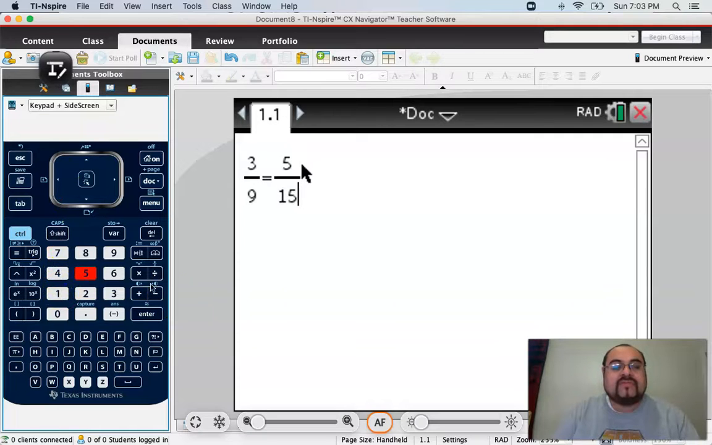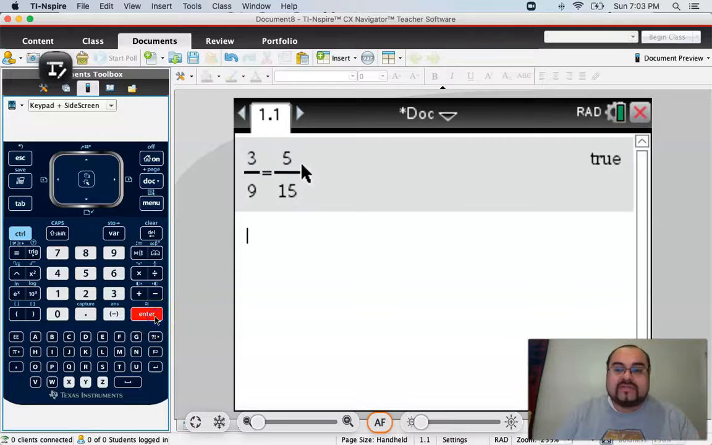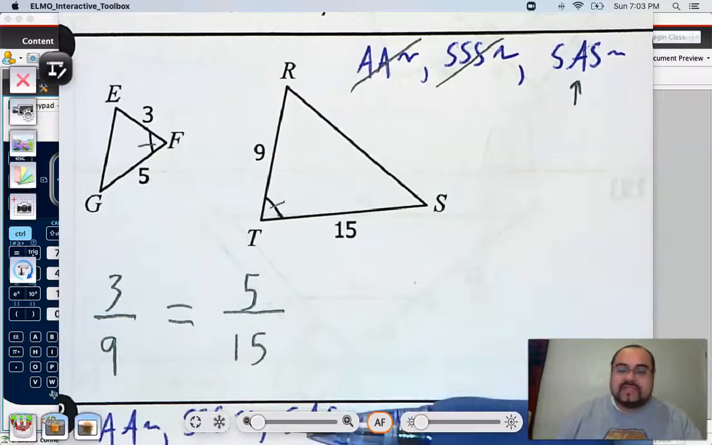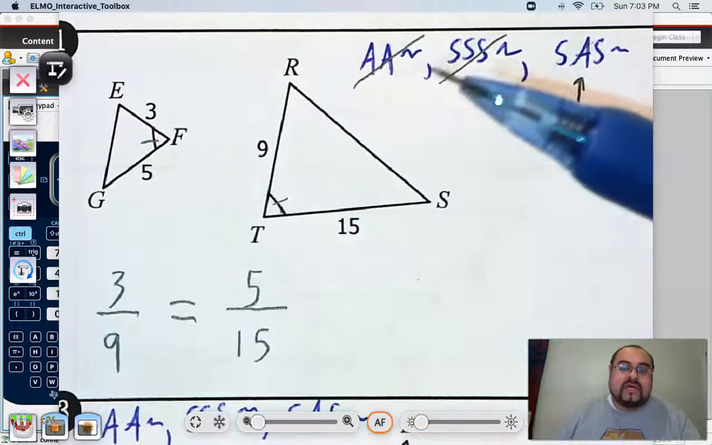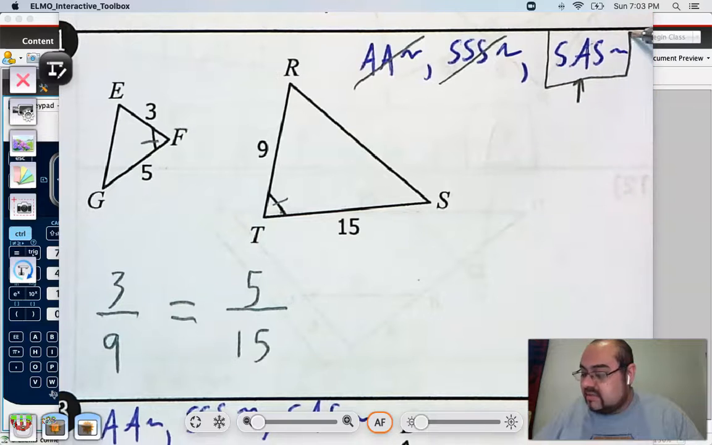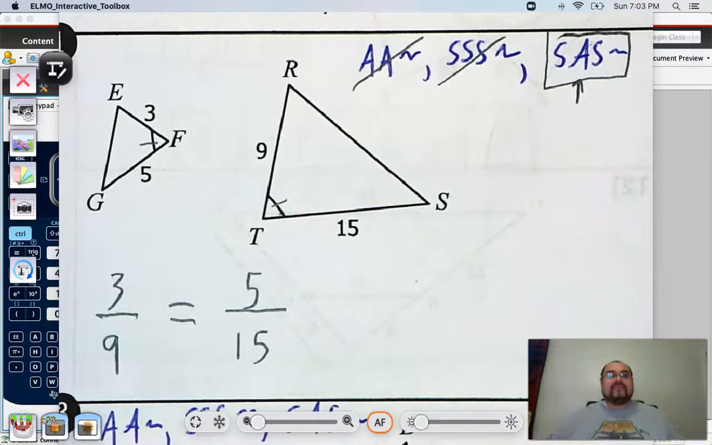Okay. If they're equivalent, when I hit enter, it's going to say true. If they're not equivalent, it's going to say false. Okay. We get a true statement. So we know for sure that the sides are proportional. Therefore, that makes these two triangles similar, and they're similar using the SAS similarity postulate. Okay, so that would be your answer.